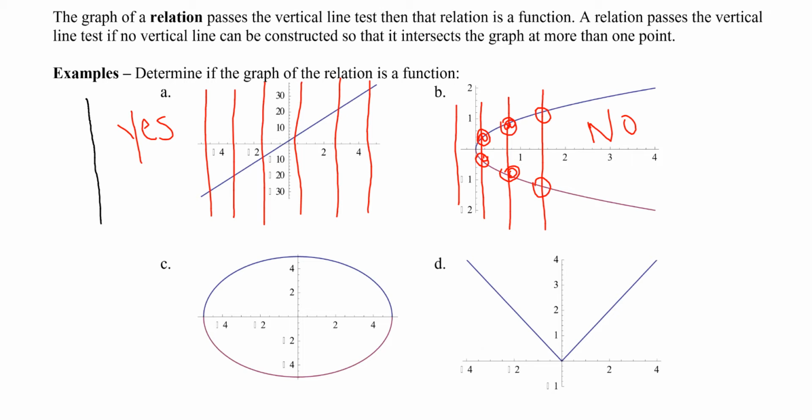All right, we have an ellipse here. Look, right there, I can draw a vertical line, touches at 2 places. So not a function. And then D is an absolute value graph.